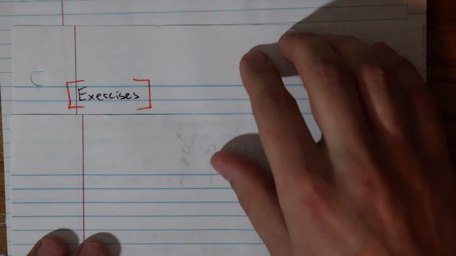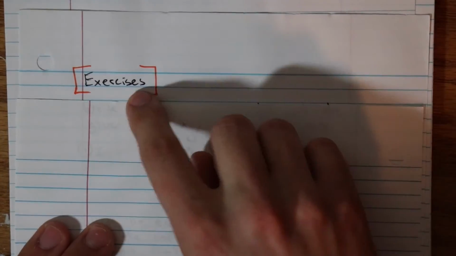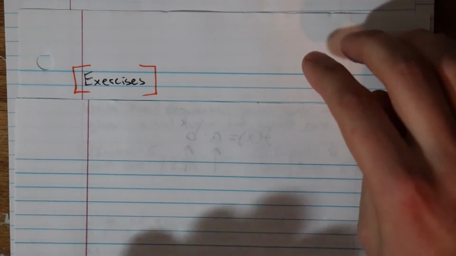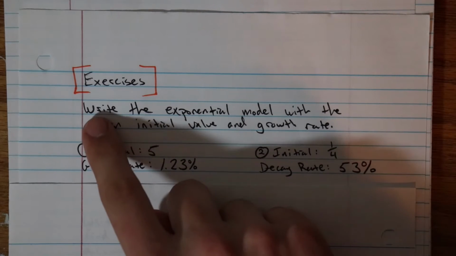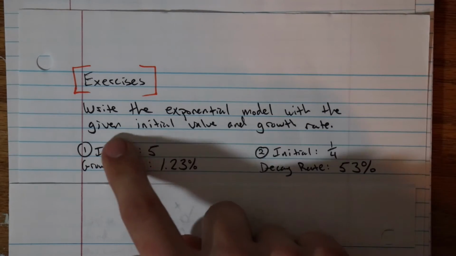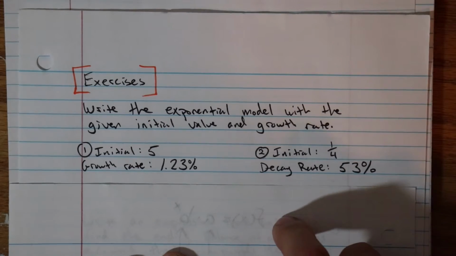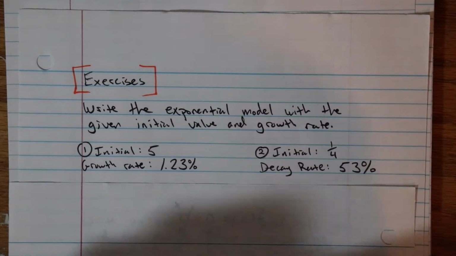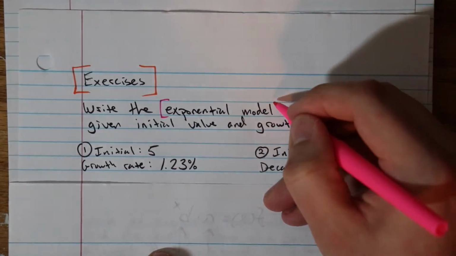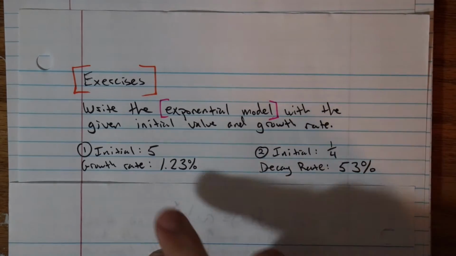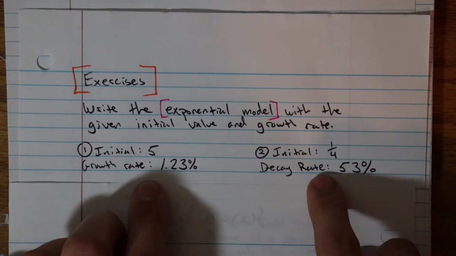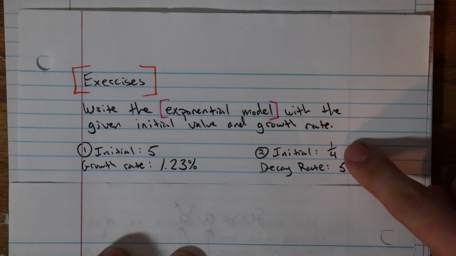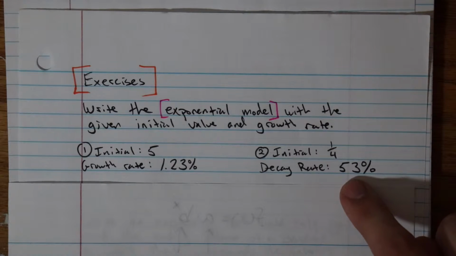I have some exercises for you. You can tell because it says exercises right here. And here's the first one. So based off the first video, go ahead and check out that first video. You're going to write the exponential model with the given initial value and growth rate. So, if you don't know what an exponential model is, be sure to look at that very first video. Initial value for the first one of 5 with a growth rate of 1.23%, and for the second one, an initial value of 1/4 with a decay rate of 53%.